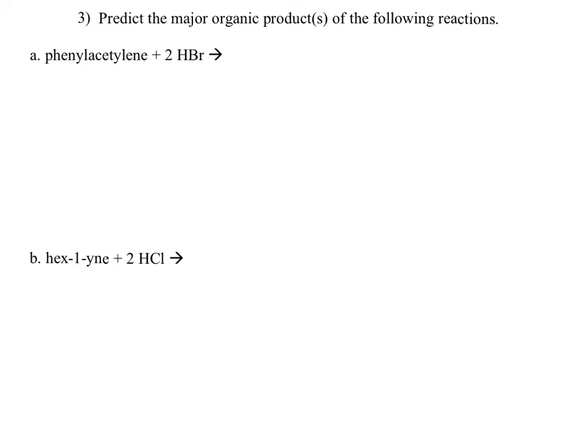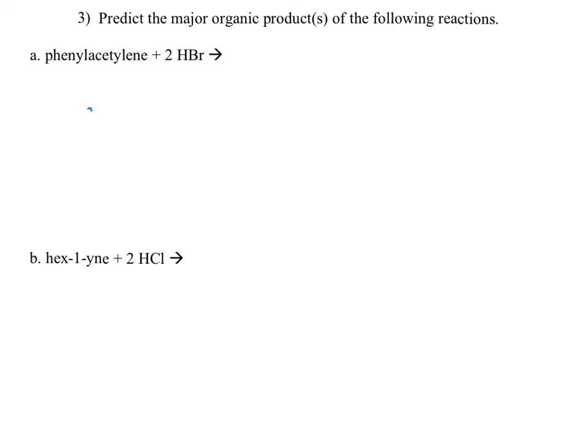Hey, welcome to question 3 of the problem solving session for chapter 9, where we're focusing on reactions of alkynes. In question number 3, part A, we're looking at phenylacetylene reacting with two HBr. Phenylacetylene is a structure that we haven't talked too much about previously in terms of the nomenclature of this, but we can sort through this.